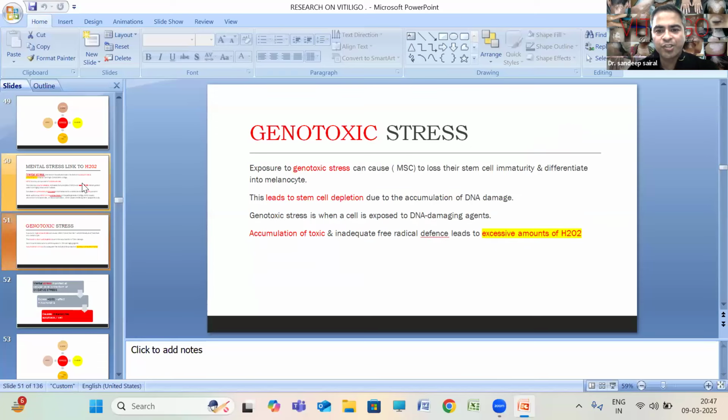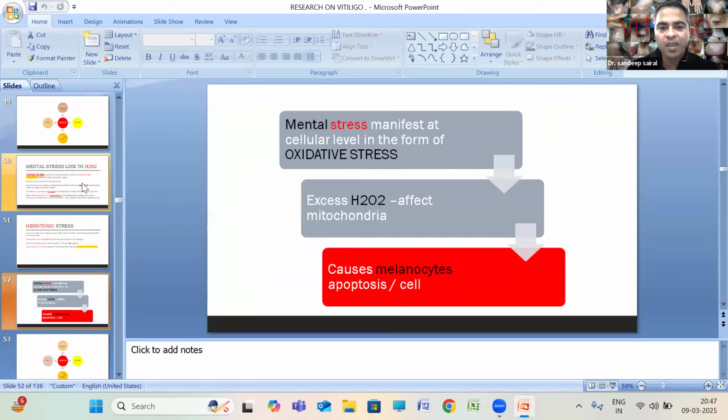Genotoxic stress means that H2O2 will not only damage your melanocytes, it can also damage or deplete your stem cells. It means the source of melanocytes can also be depleted by this toxin. Let us summarize it for better understanding. First, mental stress manifests at the cell level in the form of oxidative stress. Second, when there is excess H2O2, it can affect the mitochondria. Finally, there will be melanocyte death.